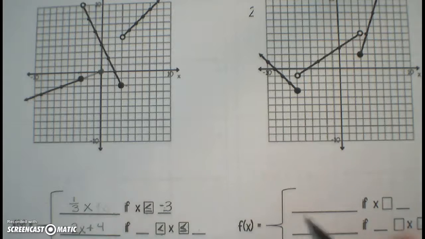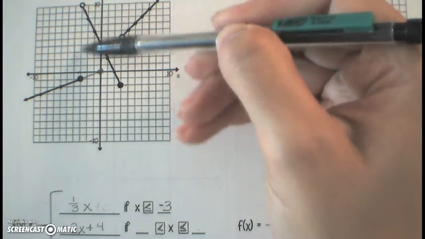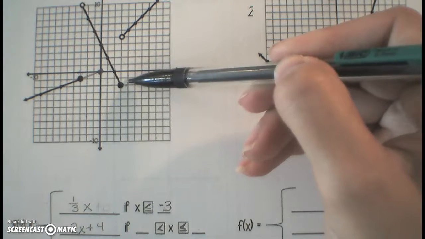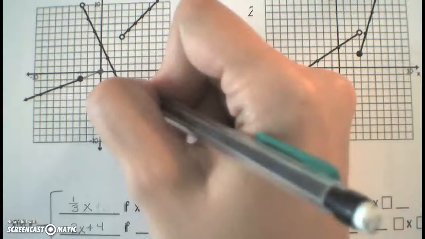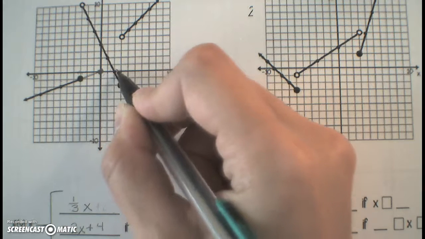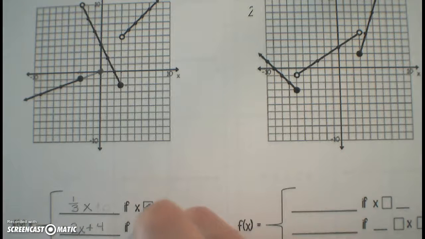So let's figure out what those numbers are for our x's. On this one, we're at -3. On this one, what's our x value? We're at +3. So if we go up from our line, we're right there at 1, 2, 3. So we want to put a 3 and a -3.